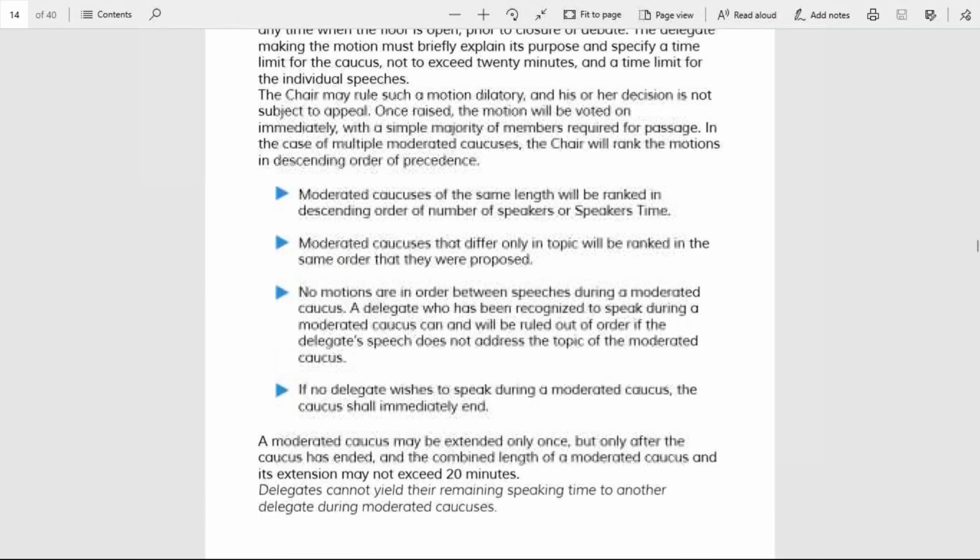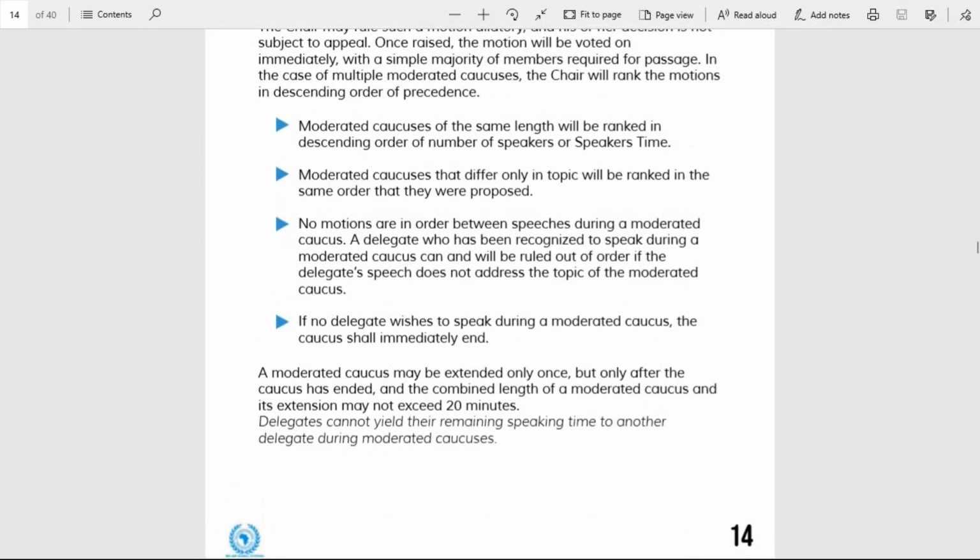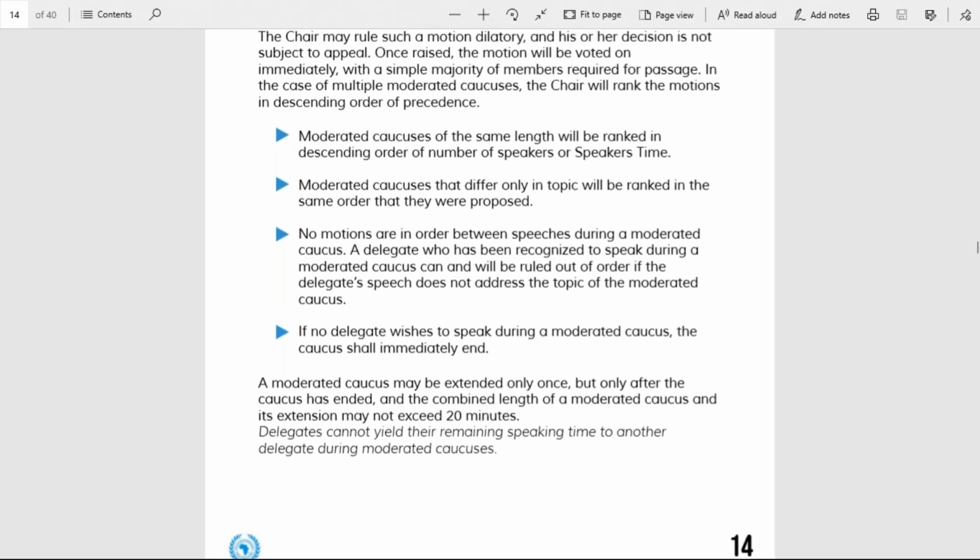Time limit, time per speaker. Let's say 2 minutes per speaker, and do not specify the number of speakers. So just the time per speaker, and then the topic that you wish to be discussed. Those 3 things: the time limit, which is 20 minutes, the time per speaker, let's say 2 minutes, and the topic, let's say you wish to discuss the global fund for climate change. So: motion to move into a moderated caucus for 20 minutes, 2 minutes per speaker, to discuss the global fund for climate change.